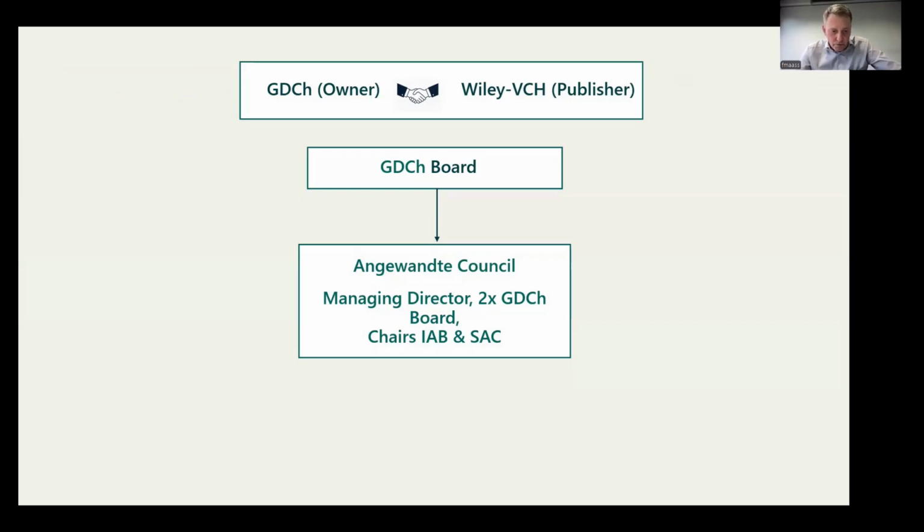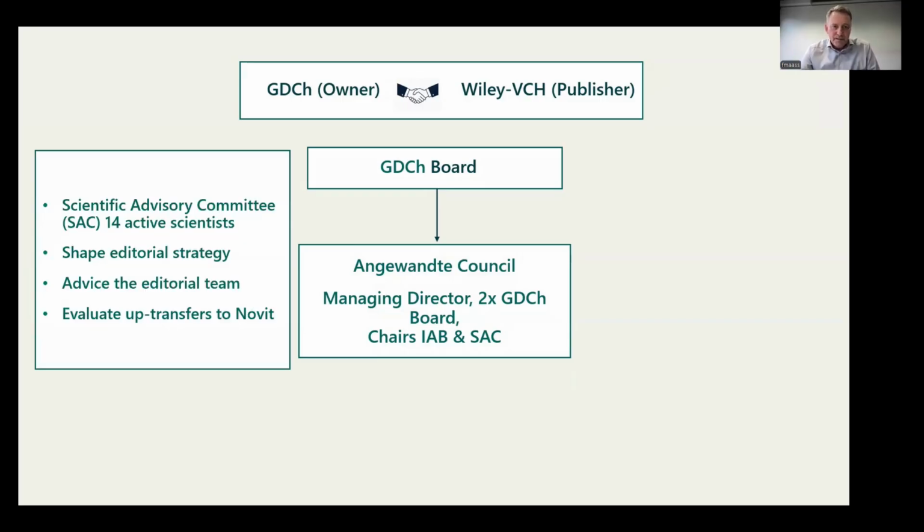The owner is the German Chemical Society, as represented by the GDCh board. The board has nominated a so-called Angewandte Council, and we meet regularly with the council to discuss strategic matters and to set the overall course of Angewandte. The Scientific Advisory Committee helps shape editorial strategies, helps us with difficult decisions, and also selects manuscripts for Angewandte Novit. I will explain a little bit more about Novit in a minute.